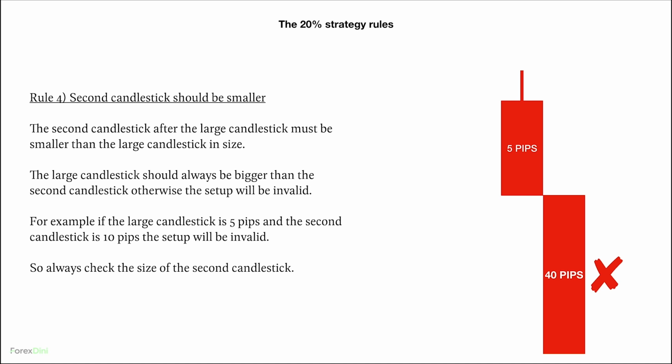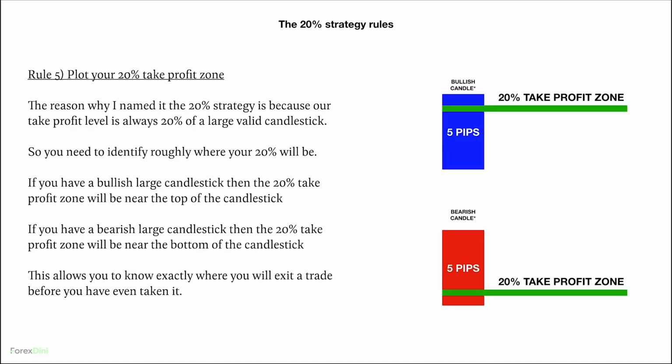And if it's bigger, then it's invalid regardless of whether it opened above or below, right? So in this case, the second candlestick opened below, but it was bigger than the first candlestick. Rule number 5, plot your 20% take profit zone.